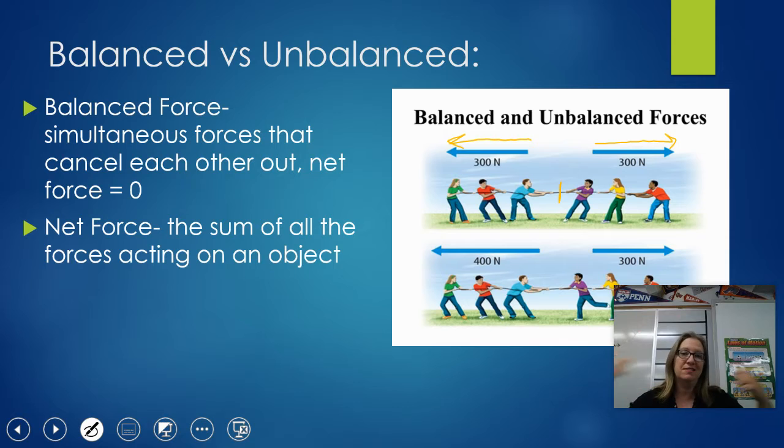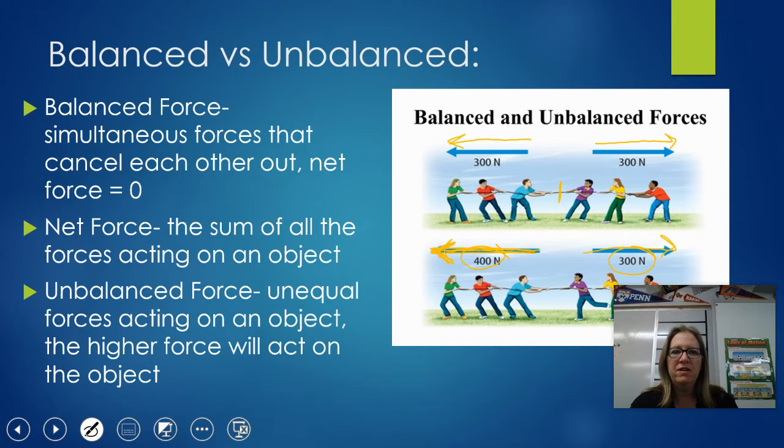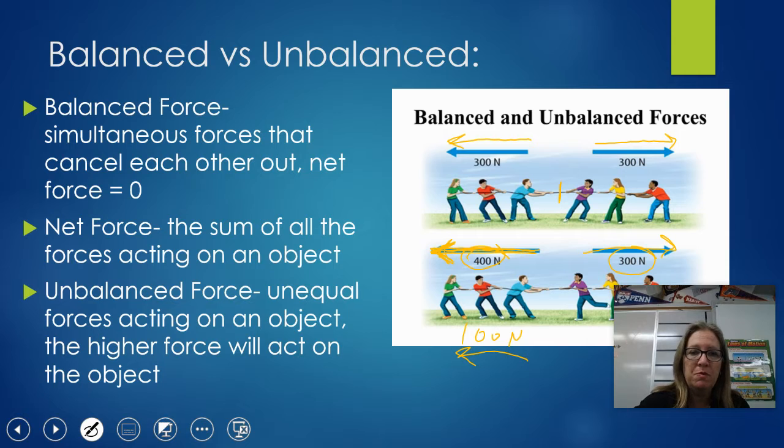The net force is the sum of all the forces, okay? Well, if one team starts pulling more, so now our arrow is a little bit bigger, they are actually pulling with a force of 400 newtons. This team is still only pulling with 300 newtons. So now we have a net force of 100 newtons in this direction. That's now an unbalanced force, which means the rope is going to move in that direction, okay? If that team really got going and they were pulling with 500 newtons, we would have an unbalanced force and a net force of 200 newtons in that direction, okay?